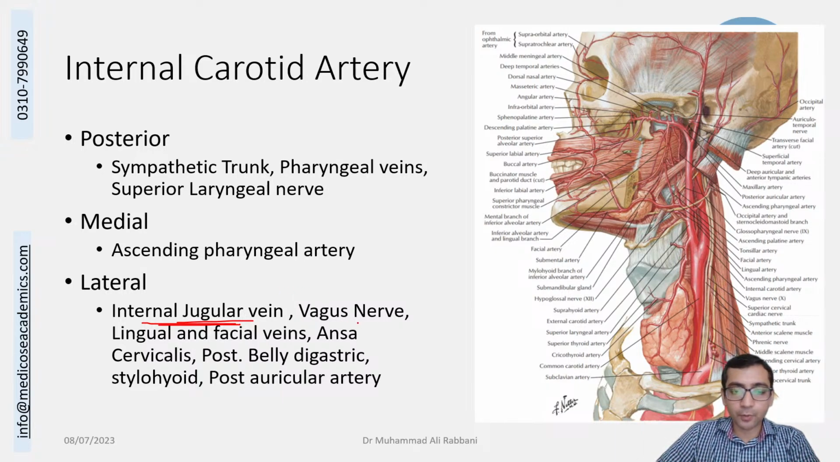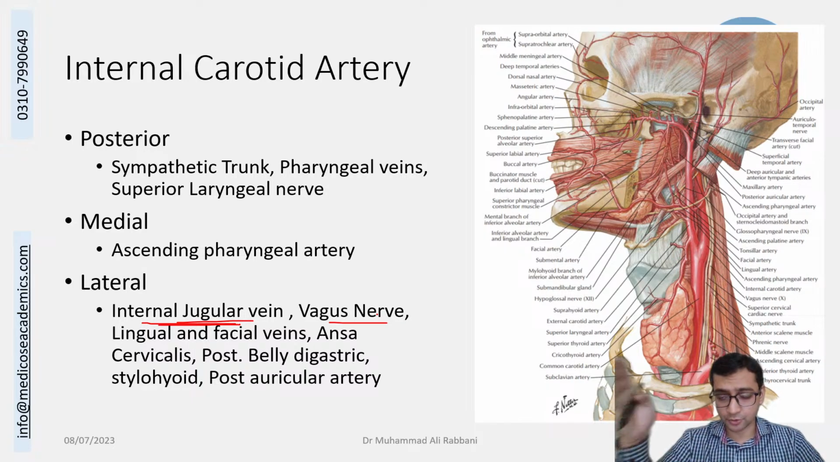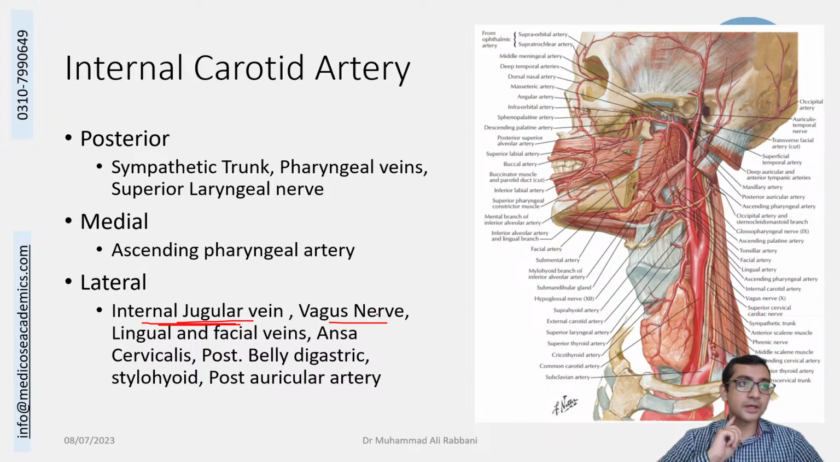And this relation is very important from the clinical aspect, because a lot of times you have to cannulate the internal jugular vein for venous access, for maintaining central venous pressure, and even to pass the catheter to the heart for various procedures. So you palpate the common carotid artery, you palpate the internal carotid artery, and you pass the cannula just lateral to it into the internal jugular vein. So this is one of those relations that is not forgivable if we forget them.